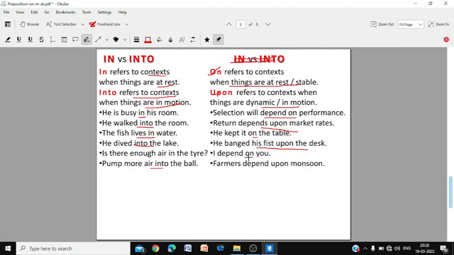I depend on you. Farmers depend upon monsoon. The monsoon is always uncertain. It is always fluctuating when it will come.